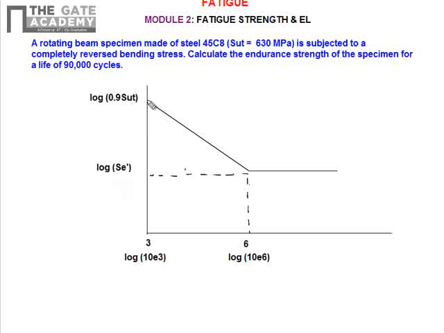We say that this second straight line we have considered here, the starting point is at log 0.9 times SUT. This point corresponds to log of SC dash, where SC dash is the endurance limit of a rotating beam specimen. And in the x-axis, this point corresponds to 10 raised to 3 cycles, so log of 10 raised to 3 cycles is nothing but 3. And this point, the endurance limit, corresponds to 10 raised to 6 cycles. The log of 10 raised to 6 is nothing but 6. And the important thing is, here the logarithm is taken as a natural logarithm.